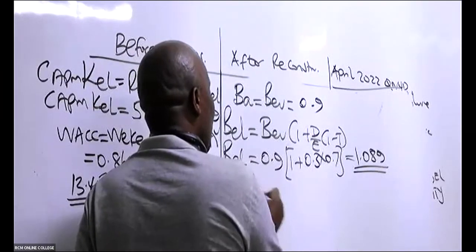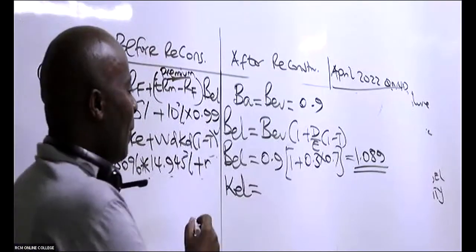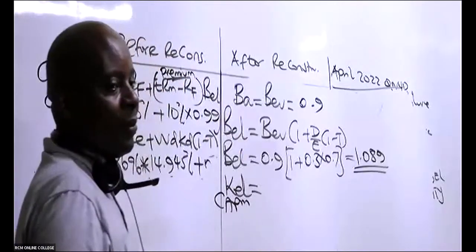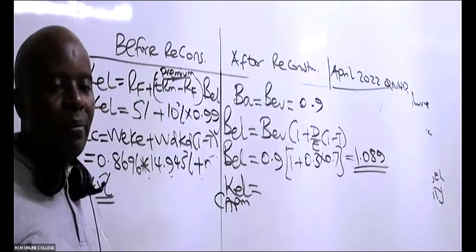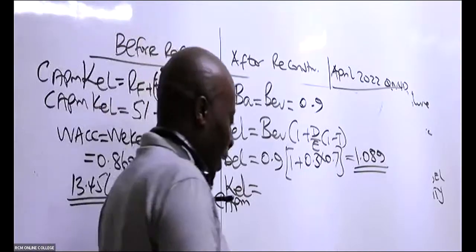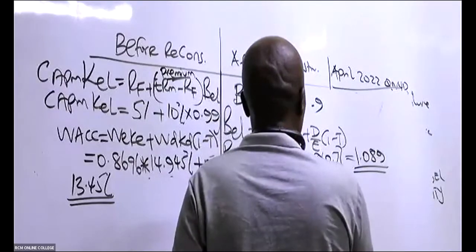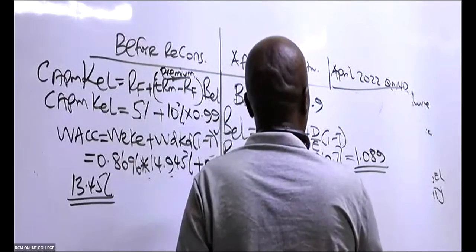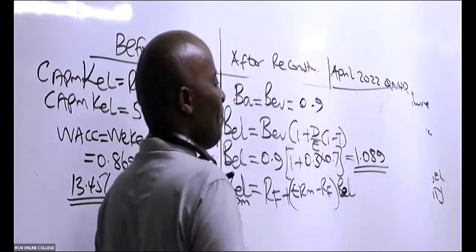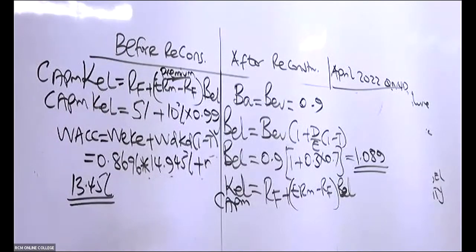After getting BEL, I'm a very bright student. I know BEL will always give birth to KL. So KL, I'm using CAPM. When I hear CAPM, ladies and gentlemen, I know the CAPM formula. It is risk-free, isn't it, plus ERM minus risk-free, multiplied by the BEL that you have just obtained up there.